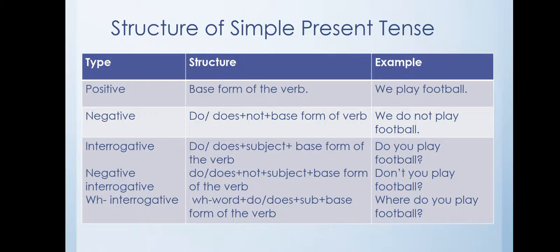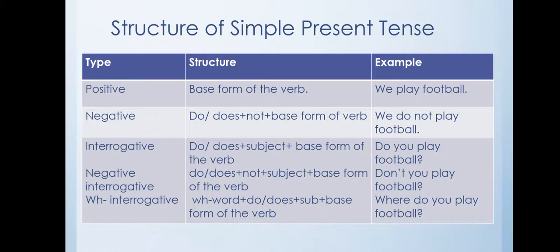In negative, we have to add not with it. How to add not? With the help of the do verb, do or does form. So, just see the example and learn. We do not play football. Interrogative. How to make interrogative? Either do or does, then the subject, then the base form of the verb in present tense. Okay. Let's learn with the example. Do you play football? This is also in present tense, interrogative form.